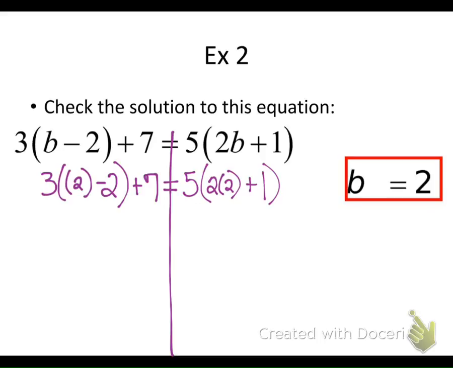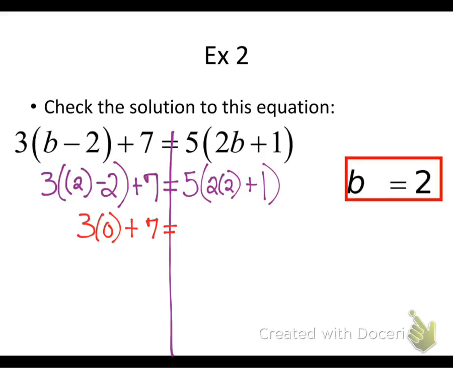2 minus 2, which is? 0. Now when I bring that 0 down, I'm going to have to put a 3. What should I place that 0 in? What should go around that 0? Parentheses. Okay? So I did within my parentheses.